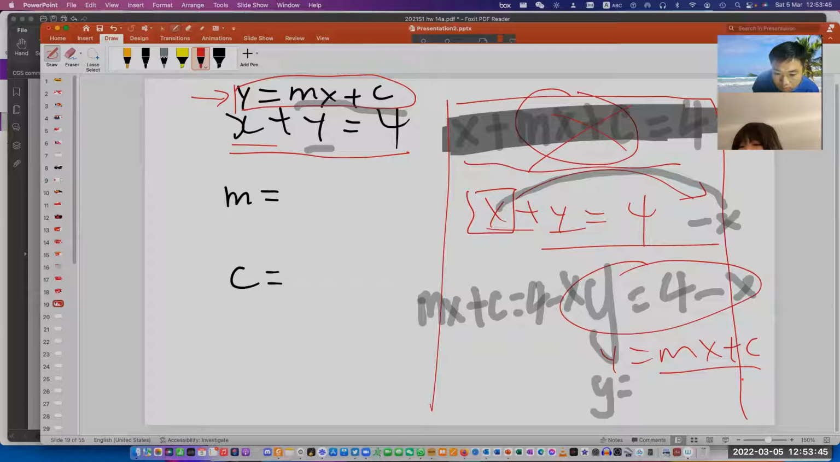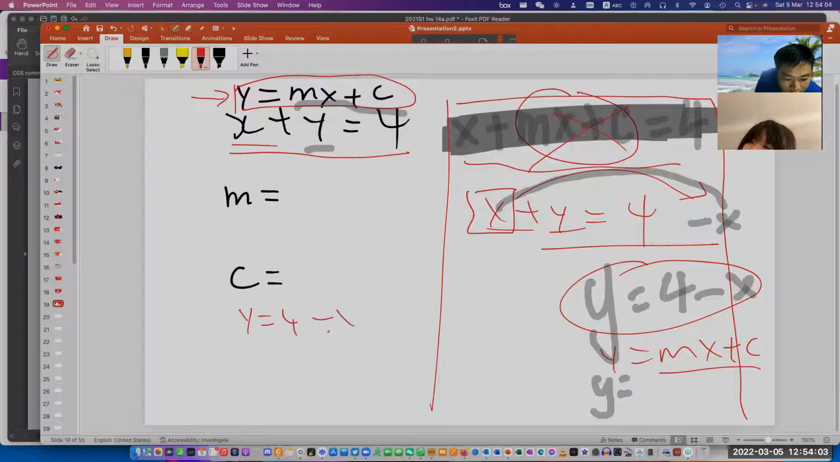That means mx plus c equals 4 minus x. Continue. Wait, hold on. Can you erase your last handwriting? So basically, you get y equals 4 minus x already, right? But this y equals 4 minus x doesn't look like y equals mx plus c yet.